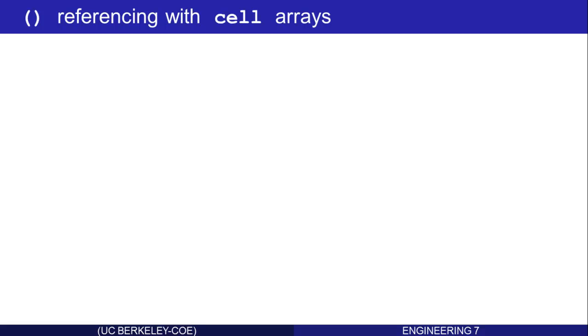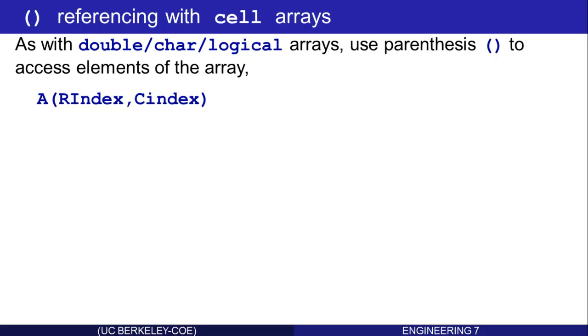We've seen how to create cell arrays and how to concatenate them, but what we haven't seen is how to access the elements of the arrays. Well, just like we do with double, char, and logical arrays, we use parentheses to access the elements of the array. Here, if we had an array A and index vectors, R index for the row index and C index for the column index, that would access the corresponding rows and columns of the array.